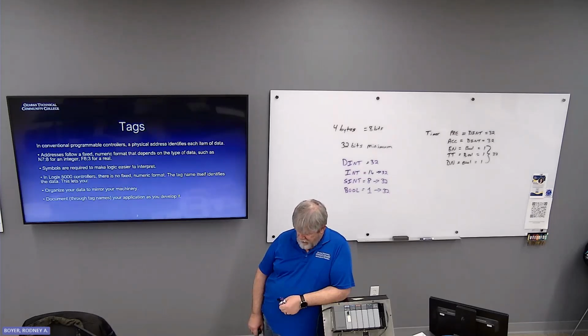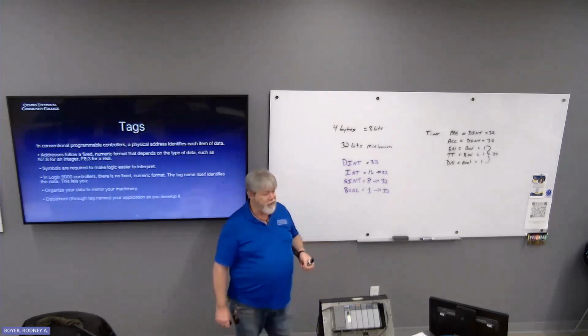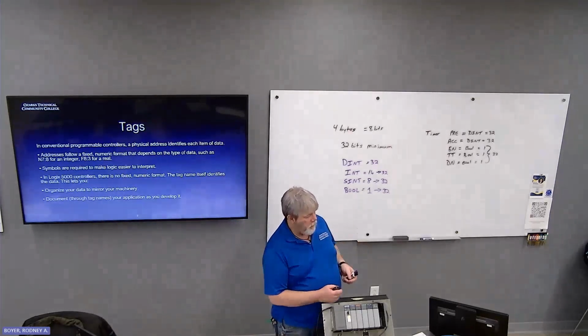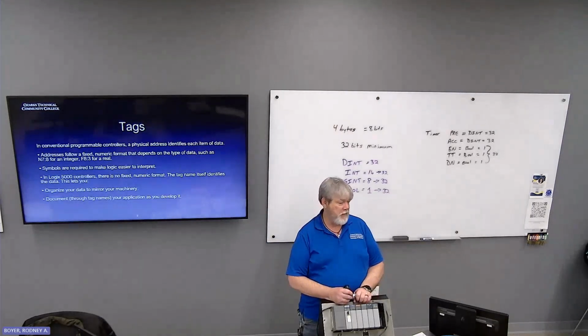In a Logix 5000 controller, you don't have any fixed files like that. We're no longer dealing with data files, we're now dealing with a database. So one of the things that you have to tell it whenever you're creating a tag is what data type that tag represents.